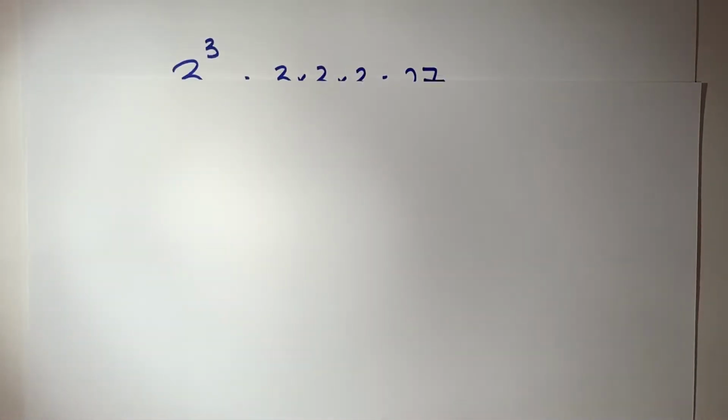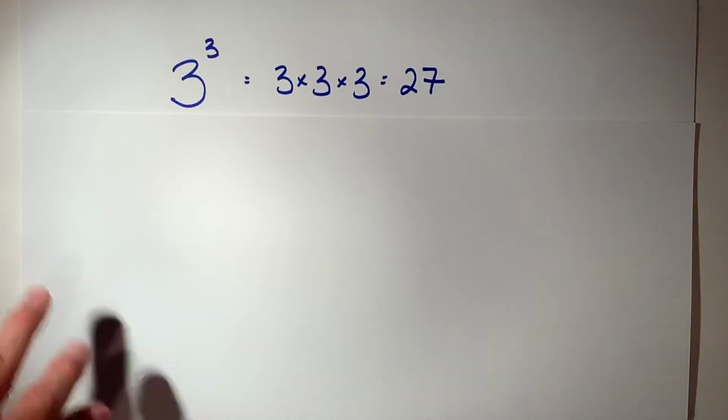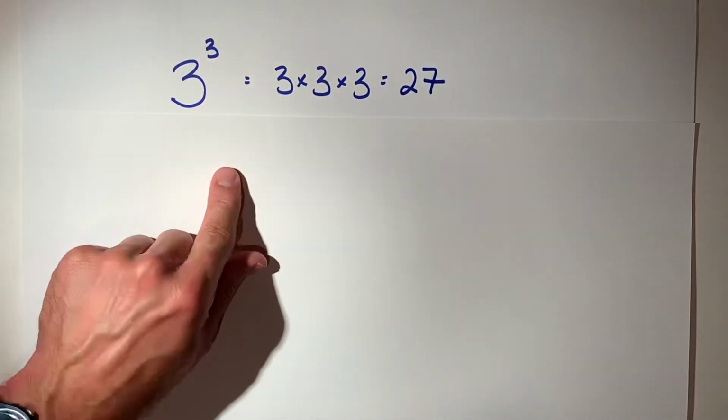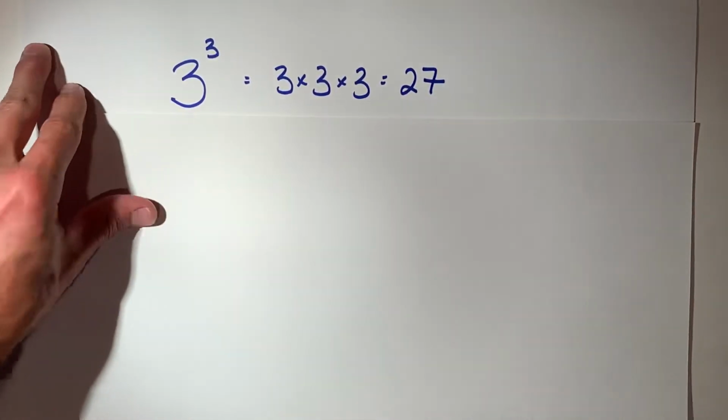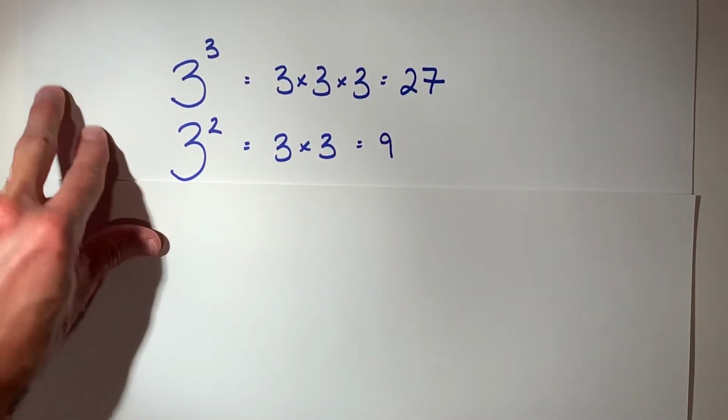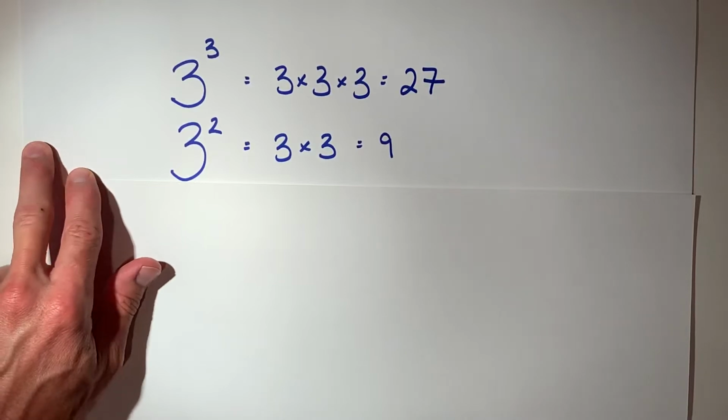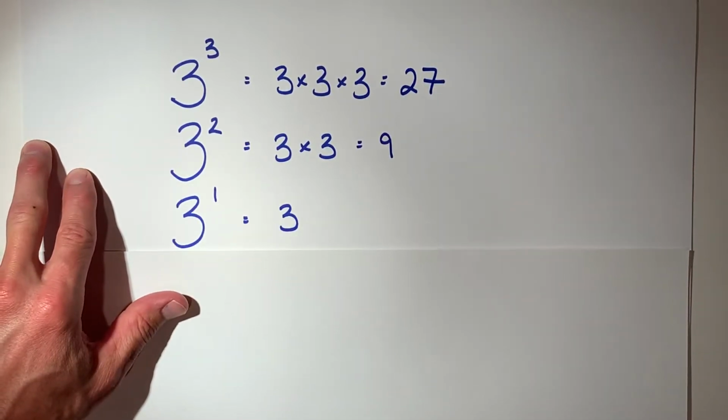So let's look at a different series of bases with some similar exponents. Here is 3 to the third power, a base of 3 and an exponent of 3. So 3 written 3 times, which is 27. 3 to the second power is 9. 3 to the first power is 3.